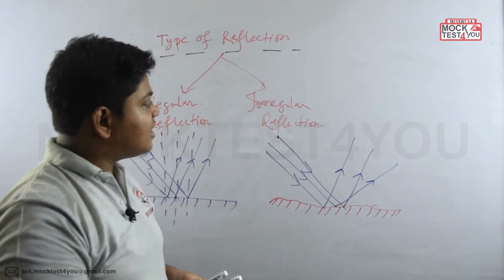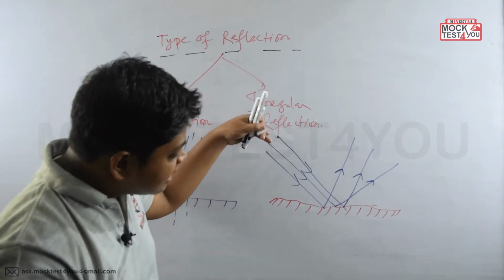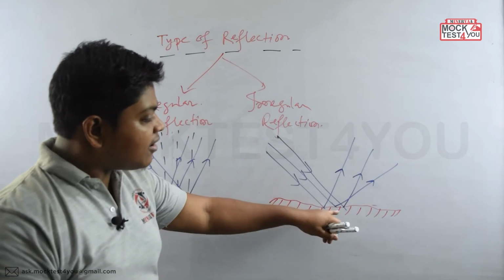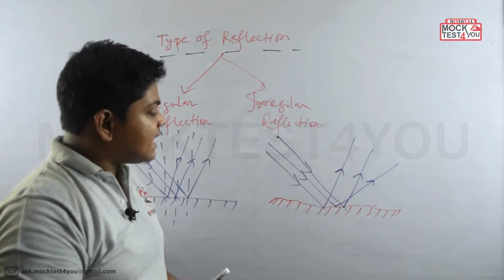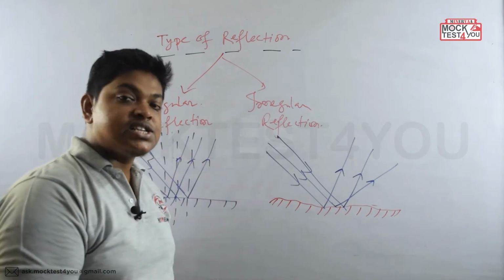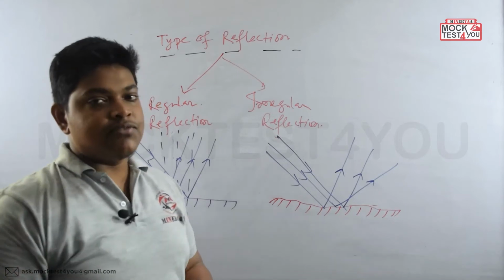Now this type of reflection is known as irregular reflection, because the parallel beam of light rays is incident on that surface, but after the reflection they are not going out parallel with each other. As this is a very rough surface, we get that kind of reflection.